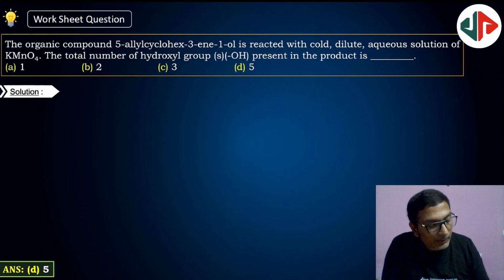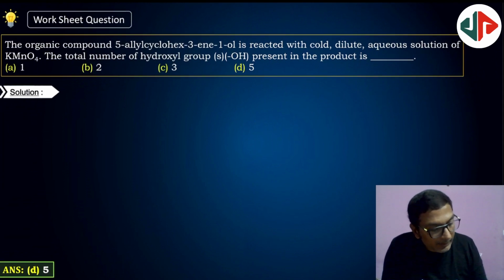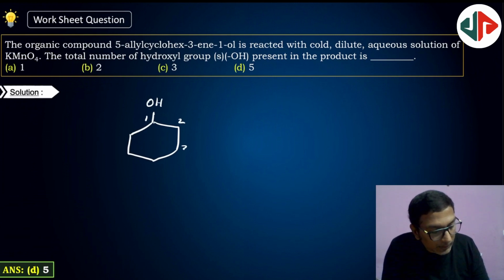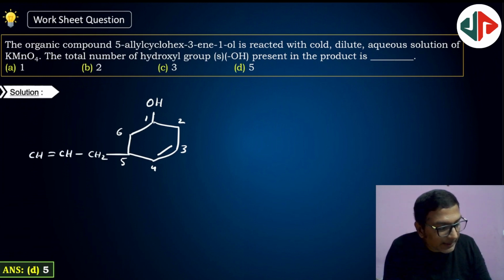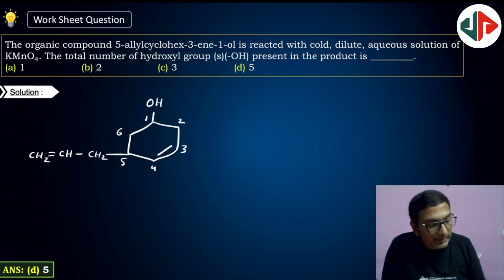An organic compound, cyclohexane, with 3 and 1 vol. Take here 1 vol. So this is 1, 2, 3, 4, 5, 6. 3 in means like this. 3 in, 5 allyl: CH2, CH double bond CH2. This is allyl group. This compound is given.